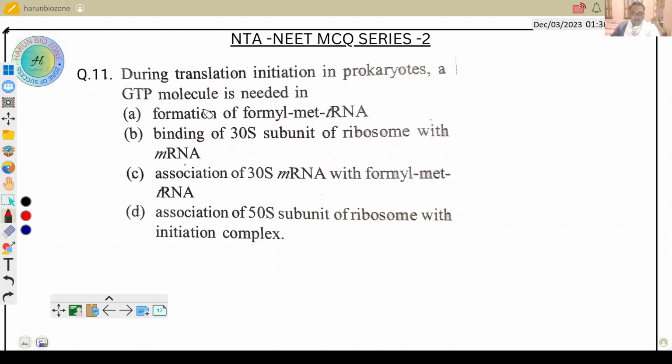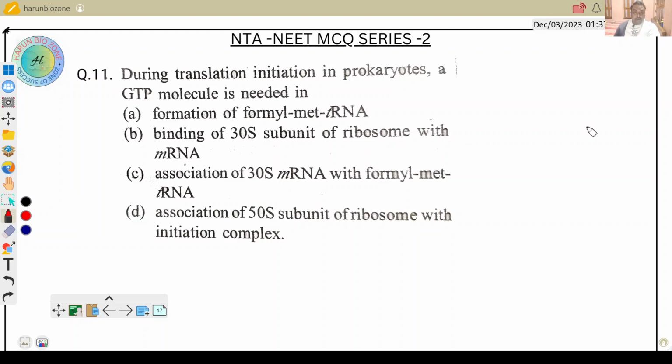When formyl methionine tRNA is formed, because this is initiation, this formation means the methionine tRNA is formylated. Okay, formylated methionine is attached to the tRNA portion. Here no energy is required. Next, binding of 30S subunit of ribosome with mRNA.